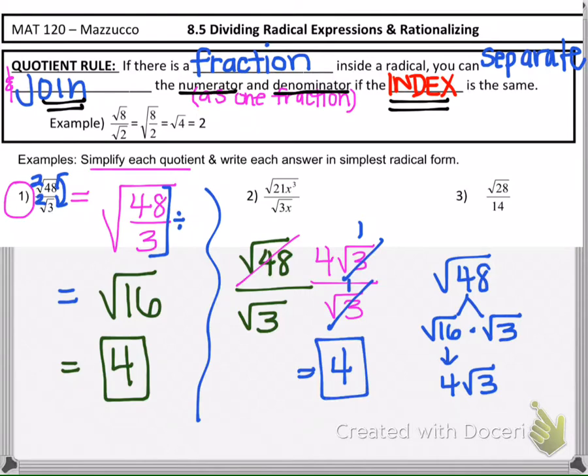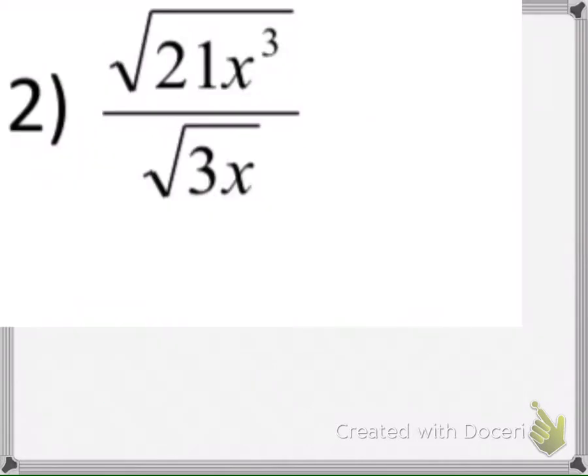So the point is, we can simplify them each separately, if possible, or we can try joining them together, and 48 divided by 3 was just 16, and the square root of 16 was 4. So that's what the quotient rule tells us that we can do. So let's try example 2.